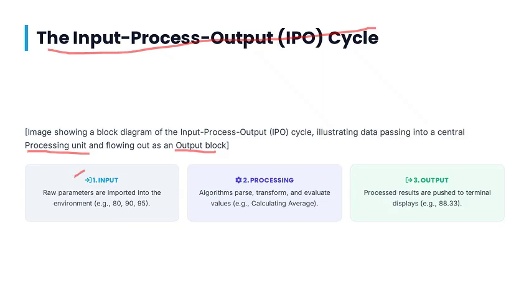First is the input. Raw parameters are imported in the environment, for example numbers. Then second is the processing. Algorithms parse, transform and evaluate values, that is calculating the average. Third is the output. Processed results are pushed to terminal displays, that is the output we get.